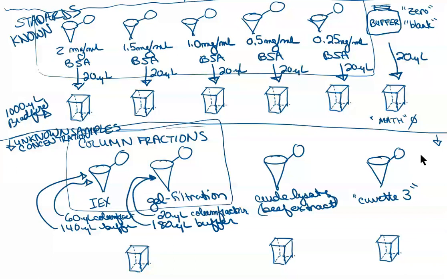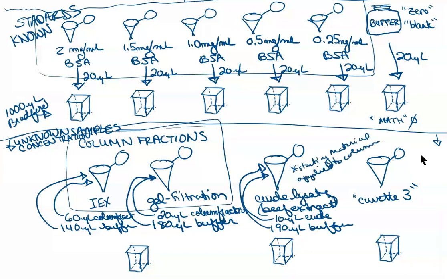Crude lysate or beef extract was diluted, 10 microliters of crude lysate. So I'm going to put 10 microliters of crude and 190 microliters of buffer. So this snap cap, right, you put two items in there. And this is the material, this crude lysate beef extract, was the starting material applied to the column, okay?